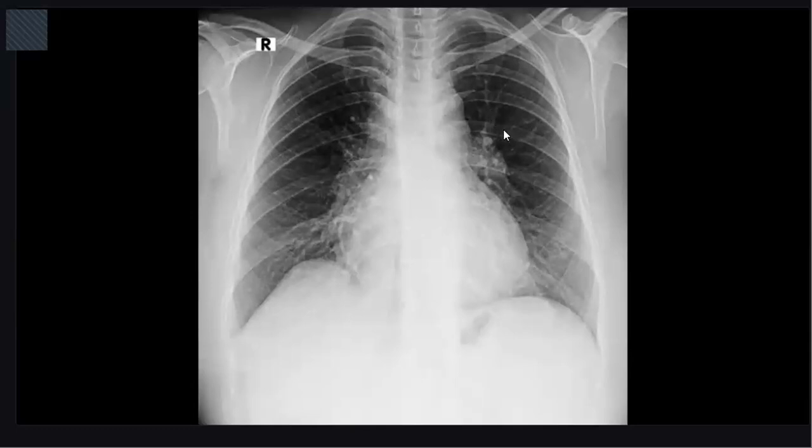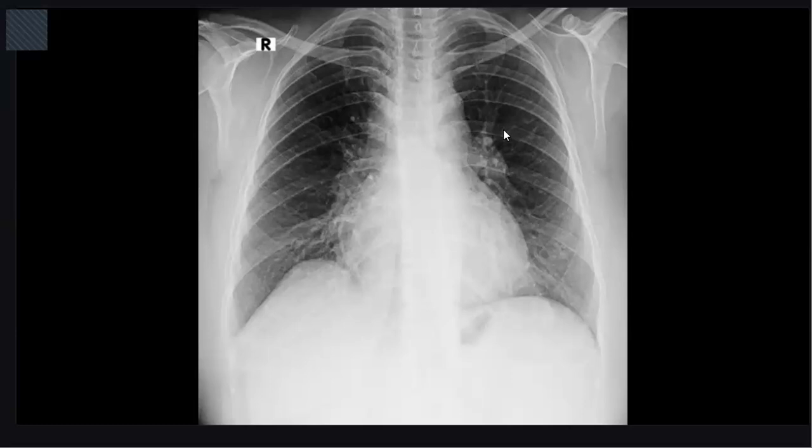So this is the frontal chest radiograph of the same patient. There is mild cardiomegaly, and there are prominent hilar shadows bilaterally, likely enlarged lymph nodes. Mild reticulations are noted as well. No evidence of lung lesions, no evidence of destructive bony lesions, no evidence of pneumothorax.